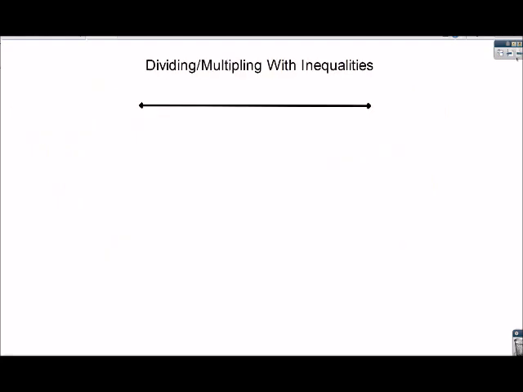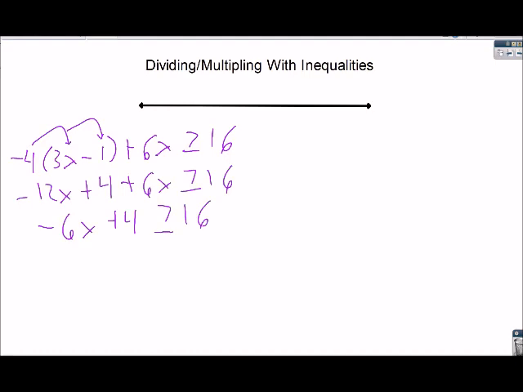Multiplying with inequalities, we're going to look at this example. And the first thing we're going to do is just simplify everything on the left-hand side by double distributing and then adding like terms. Now that I've combined everything I can on the left-hand side, I'm going to start the process of moving my constants to the right-hand side.